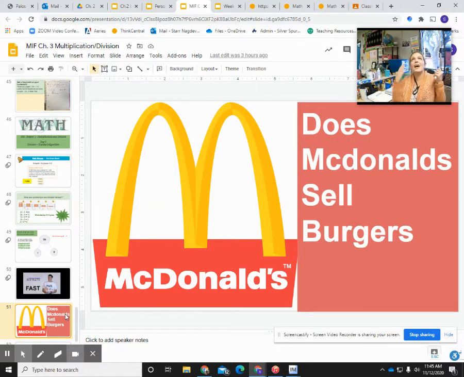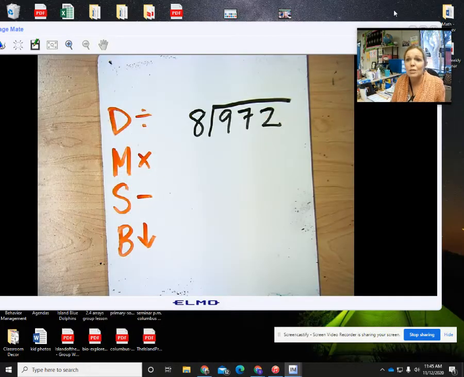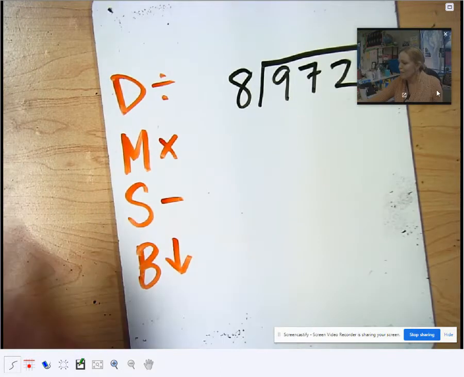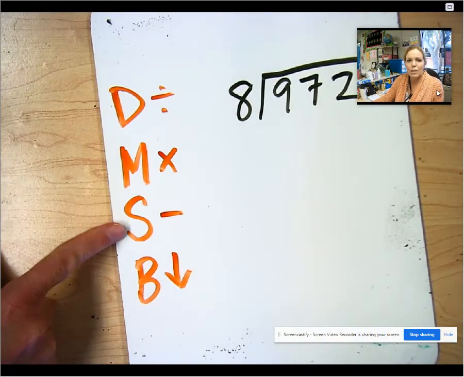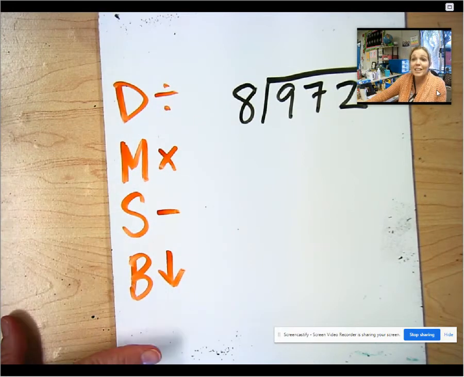Okay, here we go. Finally, does McDonald's sell burgers? Why, yes, Miss Nawg-Dave, they do. Can you show us? Yeah, of course, I'll show you. What does that stand for? I like to use that acronym to help us remember the steps for long division. And the steps for long division are always the same. Does McDonald's sell burgers? Or divide, multiply, subtract, bring down.